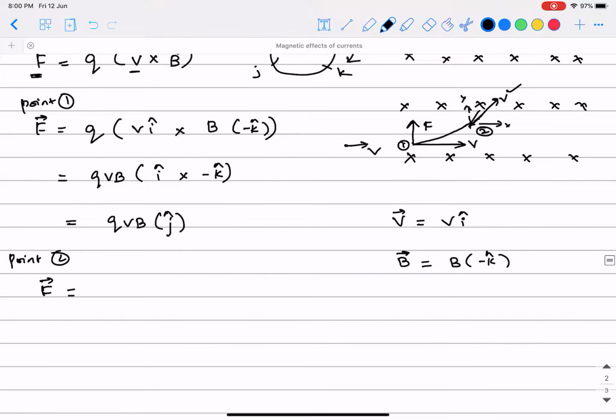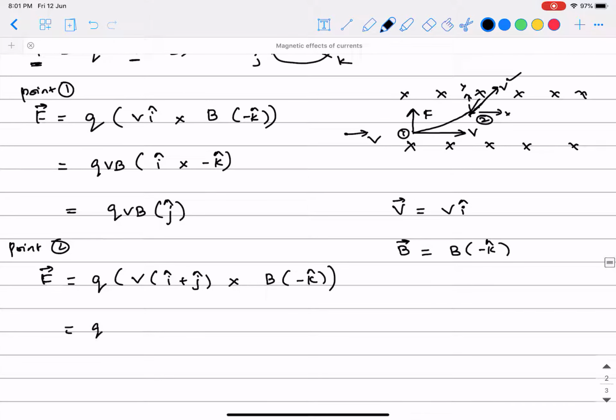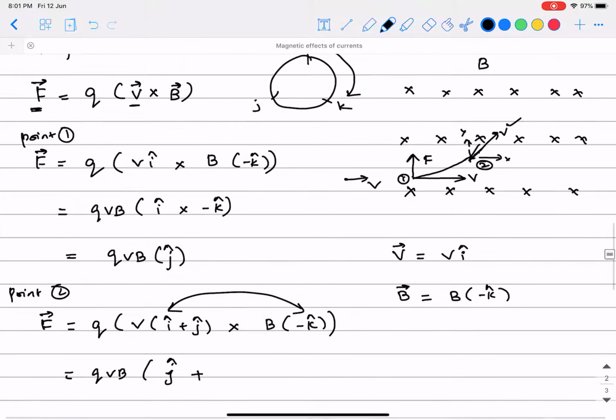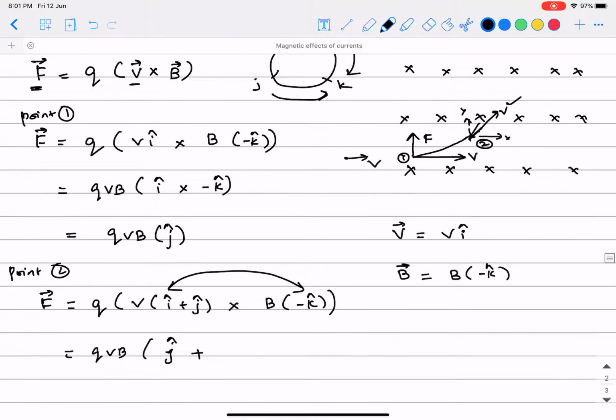So F vector will be equal to q into the velocity vector, which is going to be the same in magnitude, because there is no force experienced in the direction of velocity. It is acting only in the direction perpendicular to the velocity. So the velocity of the particle will be constant, meaning its magnitude is going to be constant. So q into, can I write it as v of i cap plus j cap, cross the magnetic field, which is still in the same direction, minus k cap. So it is going to be qvB into i cap cross minus k cap, which is j cap, plus j cross k. So j cross k is going to be i cap with a minus sign.